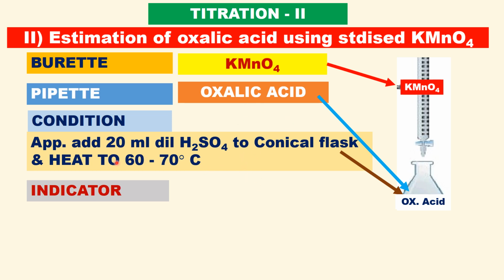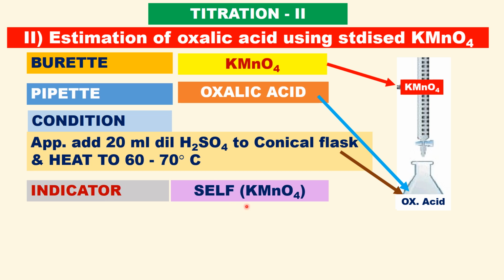So the reaction mixture is heated to 60 to 70 degrees. Once it is started, it will be very fast. It is also an example of autocatalysis. It will be autocatalyzed by the Mn2+ ion formed in the reaction.